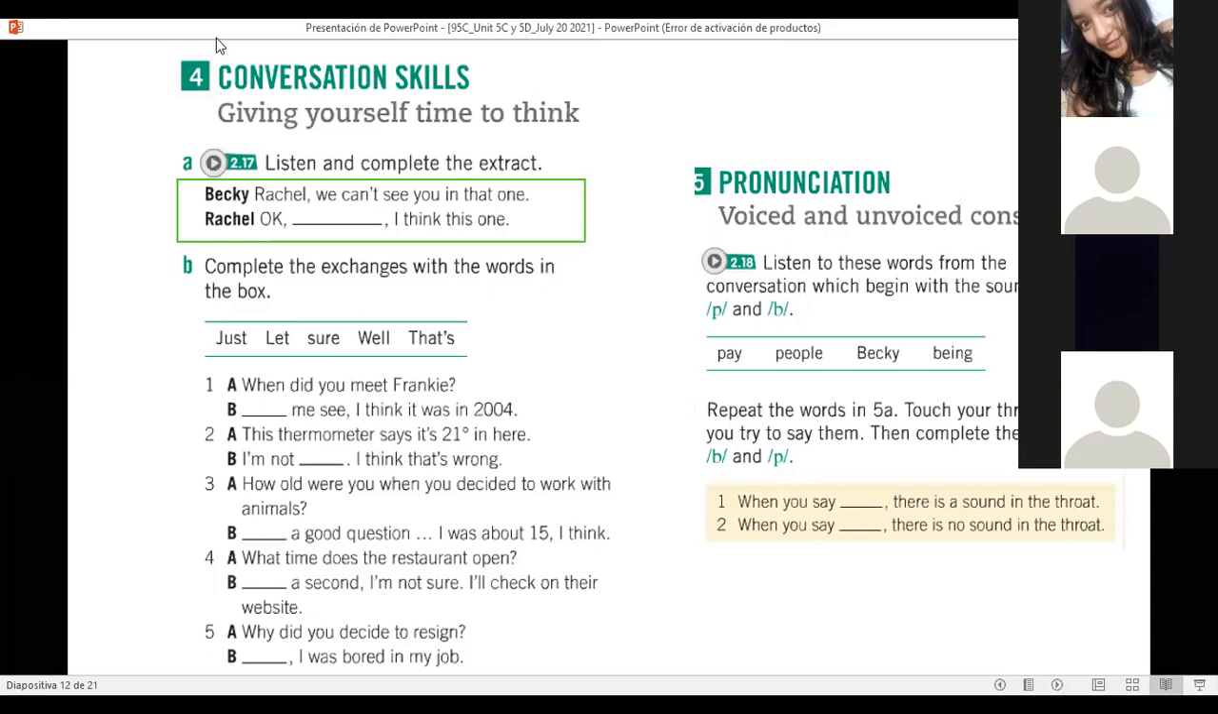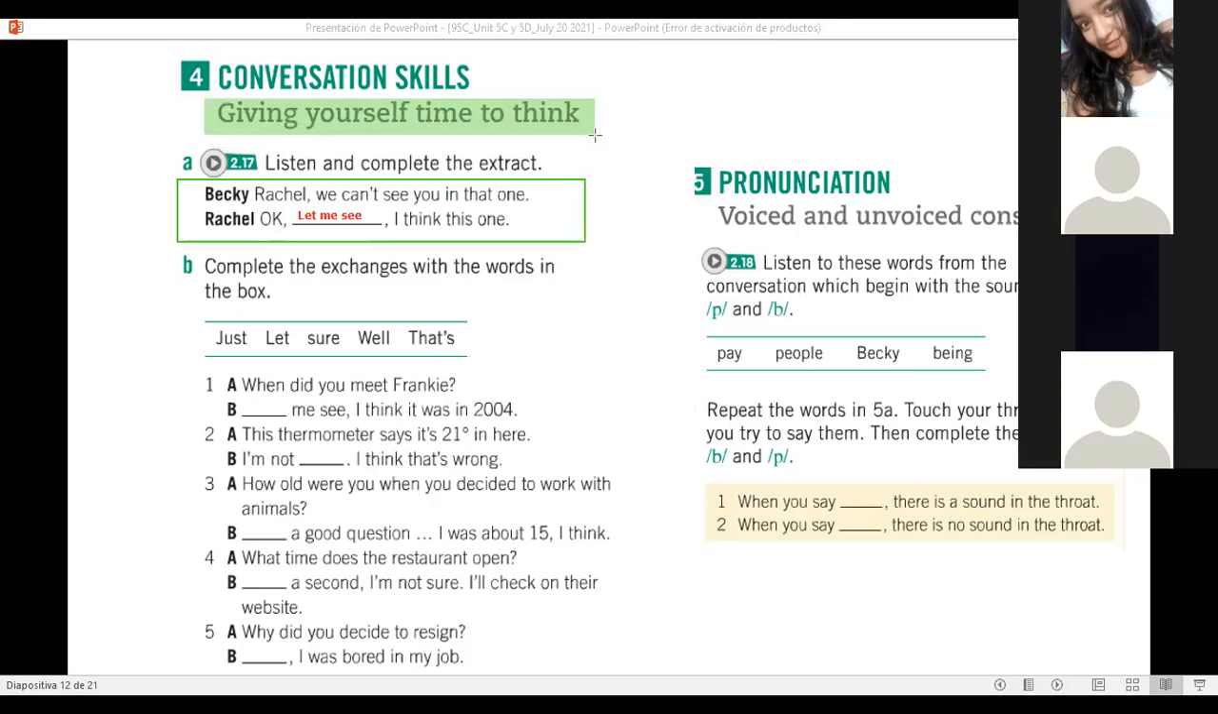Okay, what's the missing word right here? Let me see. Let me see. Perfect. Perfect, ladies. Let me see. Déjame ver, ¿no? What are these phrases about? ¿Para qué nos sirven estas frases que estamos viendo? These phrases are going to give us some extra time to think for an answer, ¿ok?